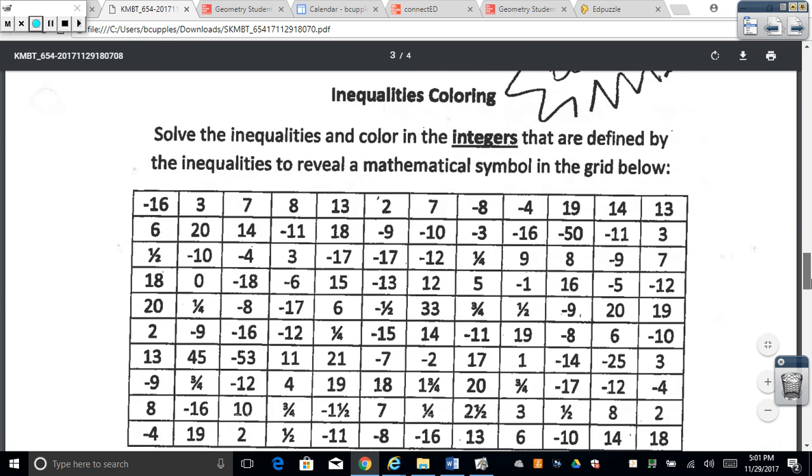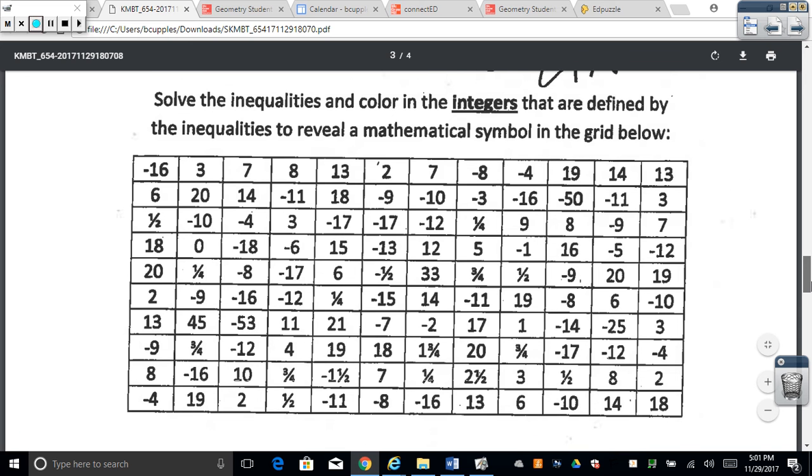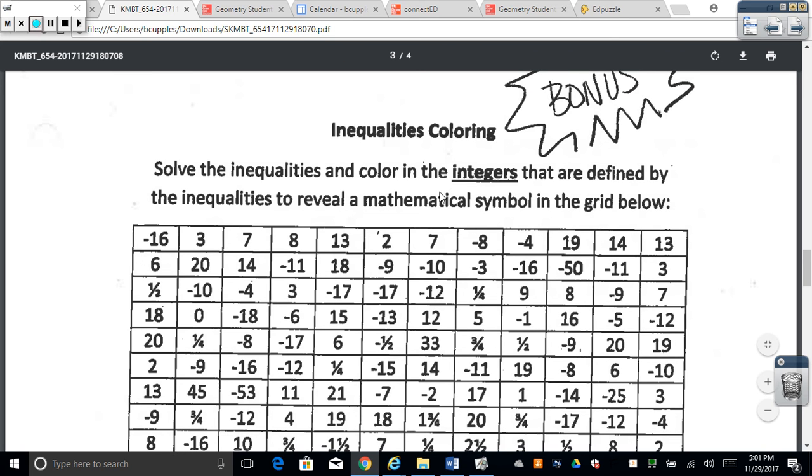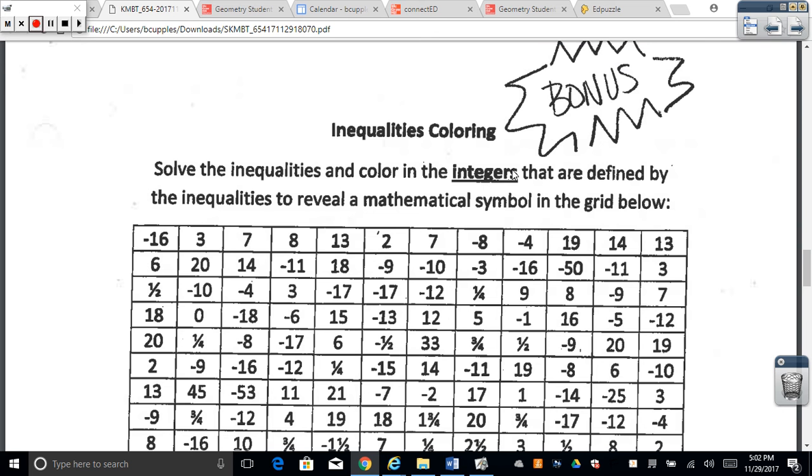You can work through this as a bonus with a partner as well. Now there's a couple things I would like to point out to you. The bonus problem is set up like this. We're going to shade in. It says solve the inequalities and color in the integers. Now what are integers? Integers are all whole numbers and their opposites. So all the integers that are defined by the inequalities reveal a mathematical symbol in the grid below. Okay?